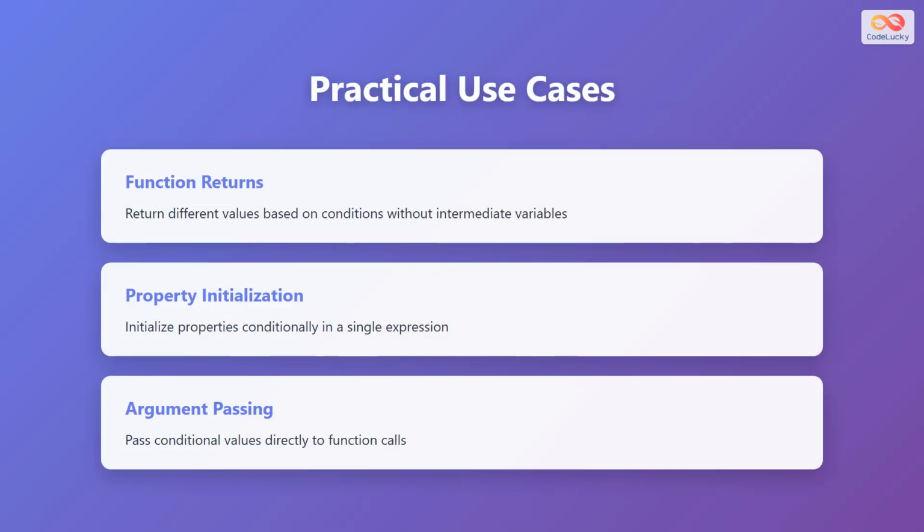If expressions are useful in many scenarios. For function returns, you can return different values based on conditions without needing intermediate variables. For property initialization, you can initialize class properties conditionally in a single expression. For argument passing, you can pass conditional values directly to function calls without storing them first. These patterns make your code more concise and expressive.